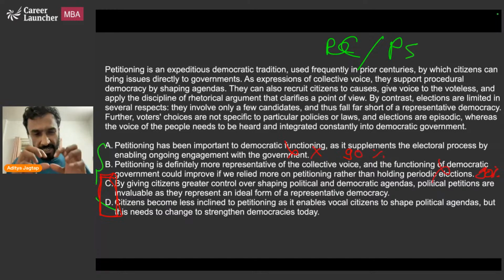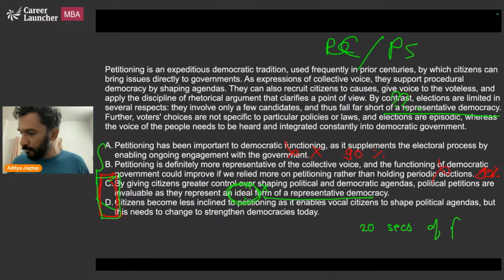When I'm giving you this detailed explanation slowly, that doesn't mean you have to slow yourself down in the exam. What I want you to learn to do is to look for a specific piece of information quickly and then check for them. Right? Ideal form of representative democracy not stated here. I looked for it. I know this is problematic. It's incorrect.